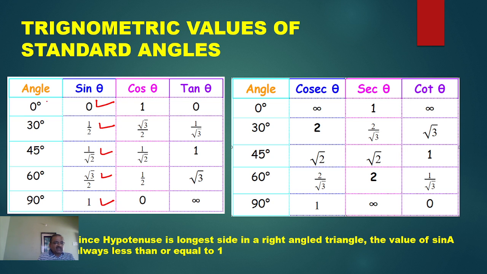These angles 30 degree, 45 degree and 60 degree are called the standard angles. They take ratios of some standard angles. Here you see sin 0 is 0, sin 90 is 1, cos 0 is 1 and cos 90 is 0. That means the sine function oscillates between 0 and 1. That is why, since the hypotenuse is bigger, the sine function is always less than or equal to 1.